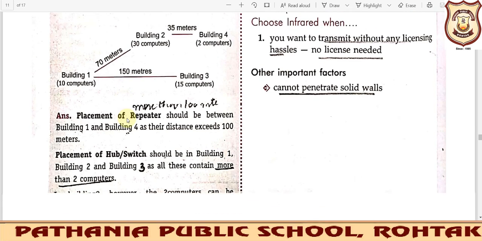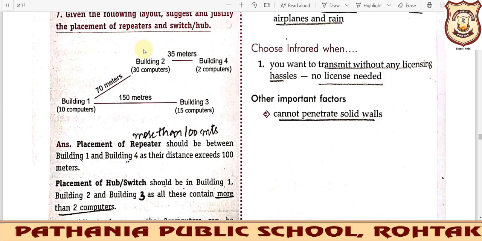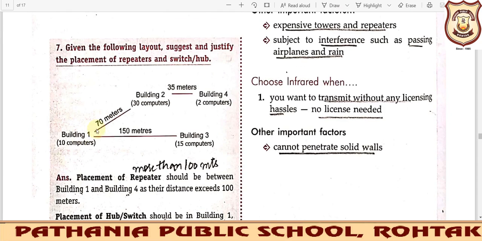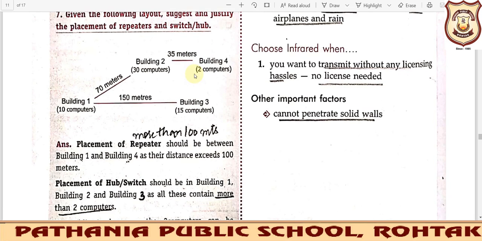Now let us try solving this particular problem. So they have given you 4 buildings, buildings 1, 2, 3 and 4, and they are saying to suggest and justify the placement of the repeaters and switch or hub, what should be placed where. Okay, so it is saying the placement of the repeaters should be done between building 1 and 4. Why?